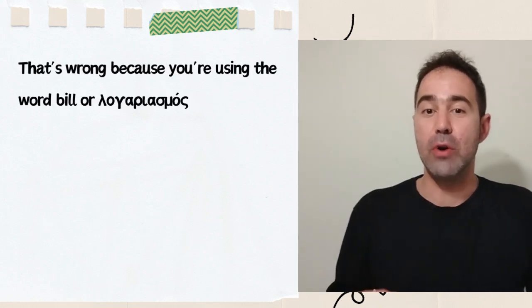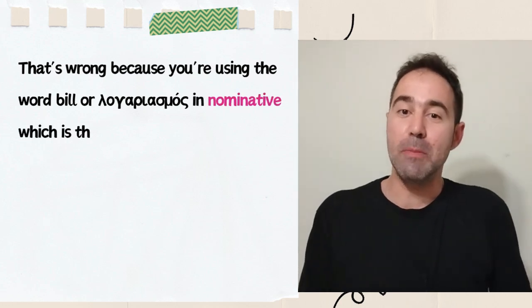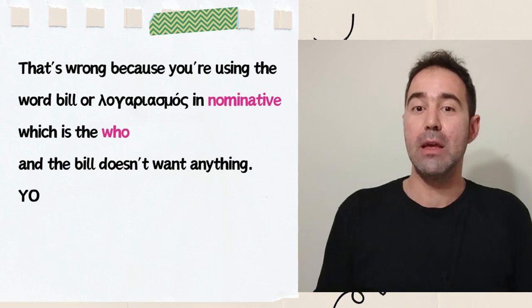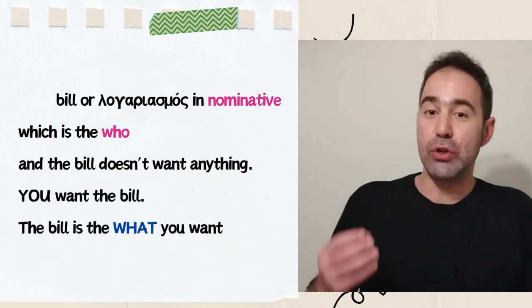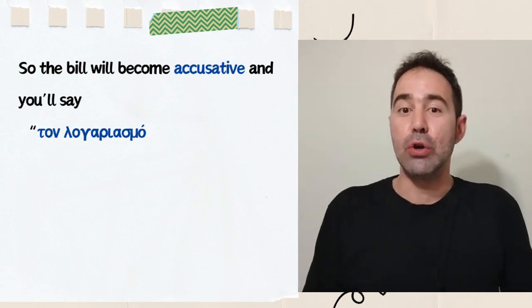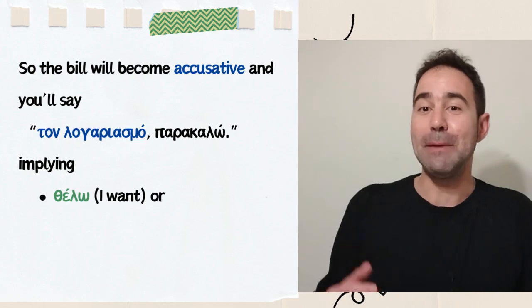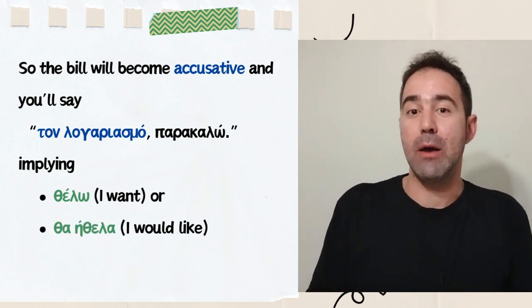That's wrong because you are using the word bill or ο λογαριασμός in nominative, which is the who, and the bill doesn't want anything. You want the bill. The bill is what you want. So the bill will become accusative and you'll say τον λογαριασμό παρακαλώ, implying θέλω, I want, or θα ήθελα, I would like the bill.